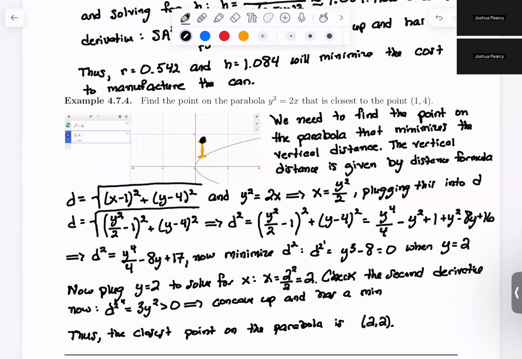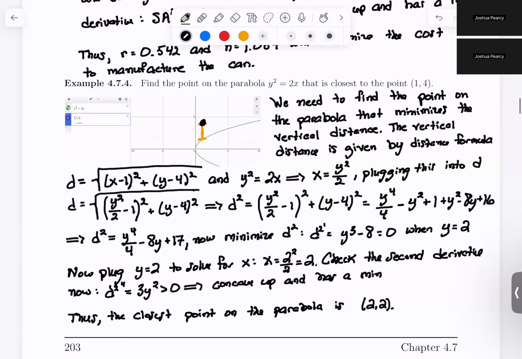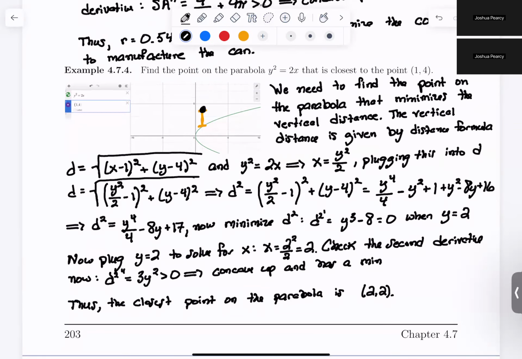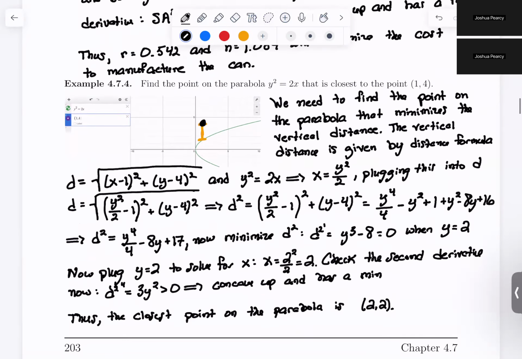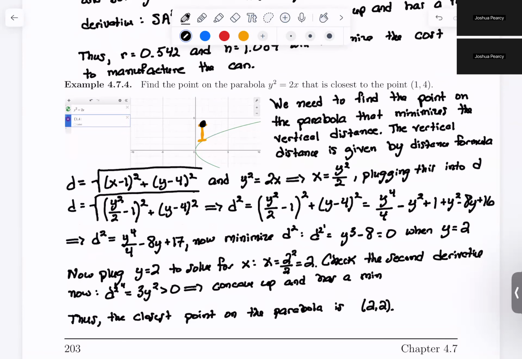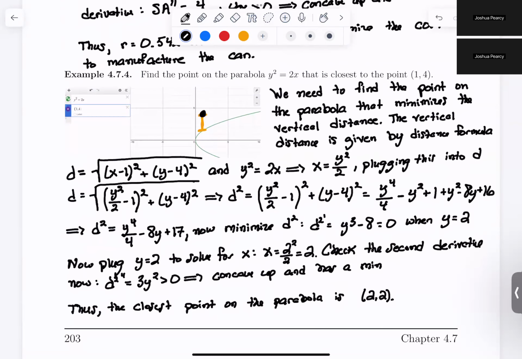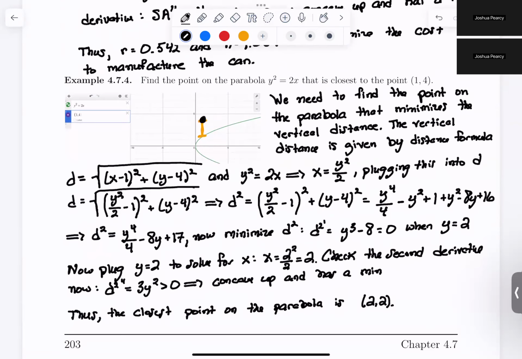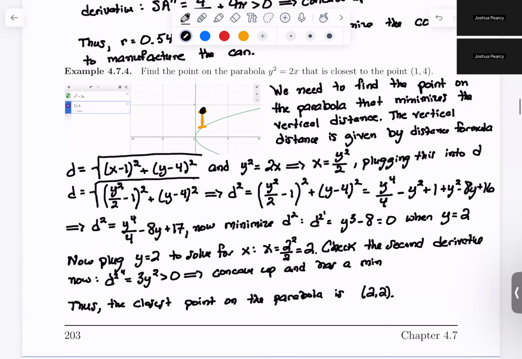So the vertical distance, think of it this way. We can just use the distance formula, right? If we want to know what the distance from some point to 1,4 is, we can use the distance formula and get that it's equal to the square root of (x minus 1) squared plus (y minus 4) squared. But we also know that the parabola has the form y squared equals 2x, right? So I can solve for x in terms of y by just dividing both sides by 2, and I get that x is equal to y squared over 2. Then I want to plug this, x equals y squared over 2, back into the formula for D, right? So I just plug it back in here.